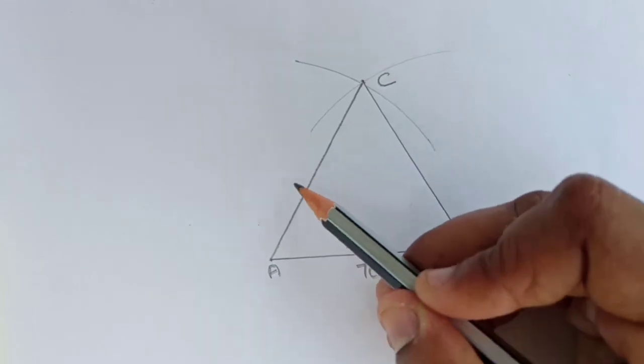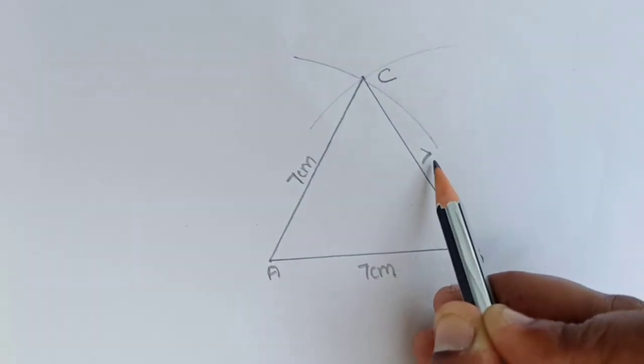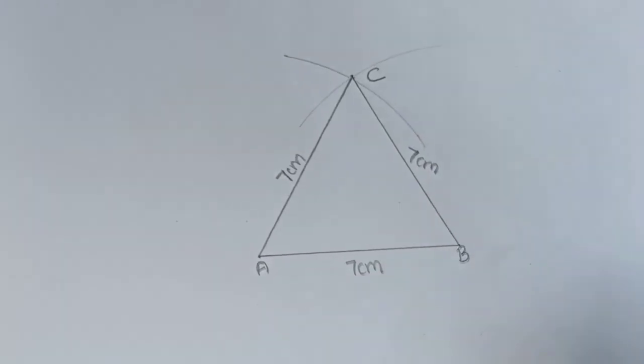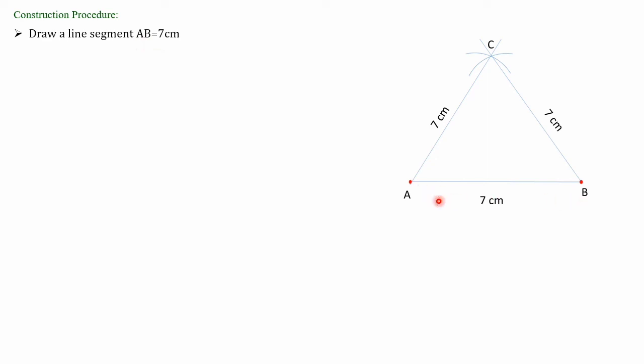Now a triangle ABC is formed. Since all the sides are of length 7 centimeter, it is an equilateral triangle. Now let's discuss the construction procedure. This is the diagram we have drawn. First, draw a line segment AB of length 7 centimeter. It's drawn here, and then it's written here.